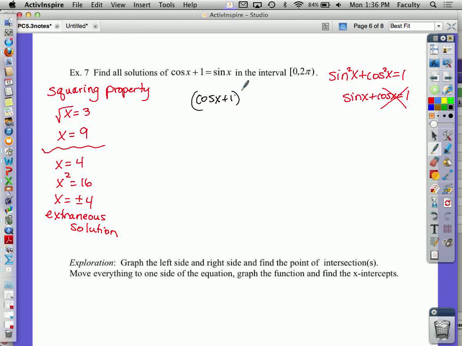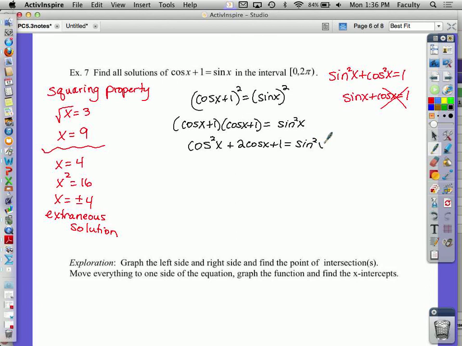I'm going to use the squaring property to square both sides, but when I use this technique, I've got to check for extraneous solutions. So this is cosine x plus 1 times cosine x plus 1. And on the right side, sine x times sine x is sine squared x. On the left side, I get cosine squared x plus 2 cosine x plus 1.